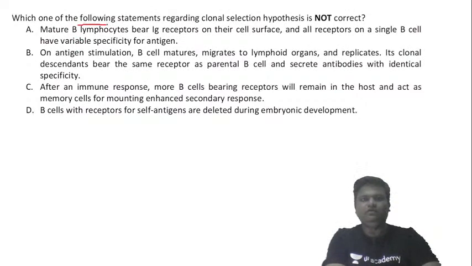Which one of the following statements regarding clonal selection hypothesis is not correct? Mature B lymphocytes bear Ig receptors on their cell surface, and all the receptors on a single B cell have variable specificity for antigen. Okay.